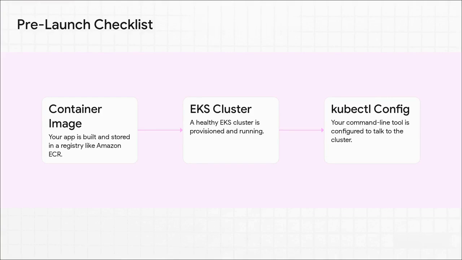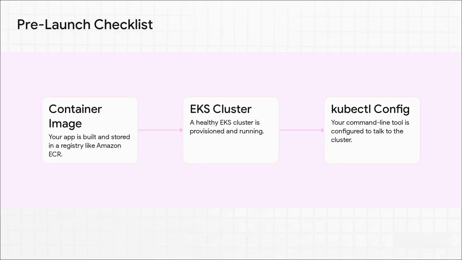First up, your app is already packaged up as a container image and it's sitting in a registry. Next, your EKS cluster is already provisioned and running. Third, your command line tool, kubectl, is all set up to talk to that cluster. And finally, you've got the right IAM permissions so the cluster can actually create other things in AWS.